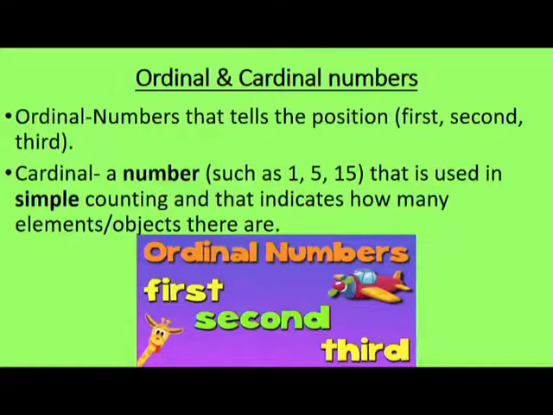Ordinal and cardinal numbers. Ordinal numbers tell the position. When I run a race, I came first, I came second, I came third. Ordinal numbers. Cardinal numbers are numbers that we count. 1, 2, 3. These are 5 items. These are 6 items. That is cardinal numbers.